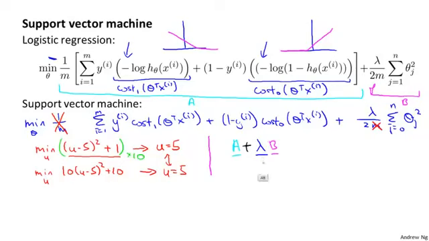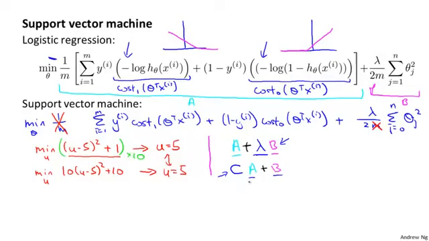For the support vector machine, just by convention, we're going to use a different parameter. Instead of using lambda to control the relative weighting between the first and second terms, we're going to use a parameter which by convention is called C, and we're instead going to minimize C times A plus B. For logistic regression, if we set a very large value of lambda, that means giving B a very high weight. Here, if we set C to a very small value, that corresponds to giving B a much larger weight than A.